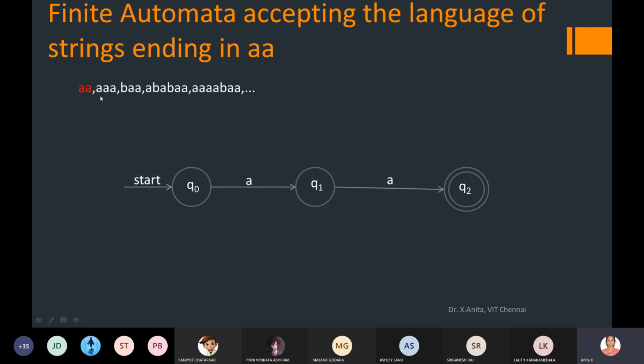And next is A. So A. Yes, this is also a valid string, because what is the condition? It should end with A, right? It should end with A. So yes, this string is also ending with A. So this should also be accepted.